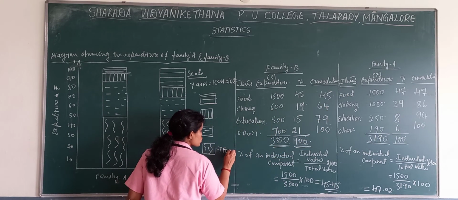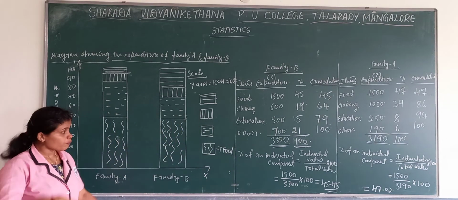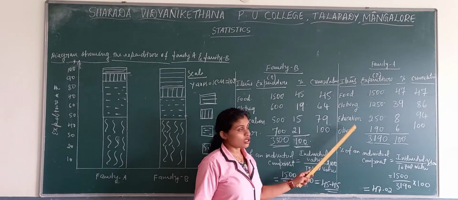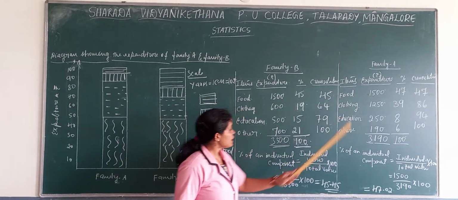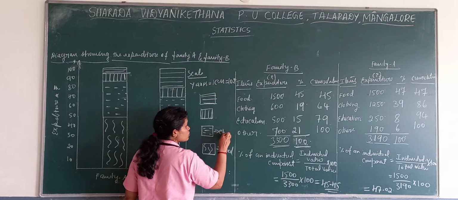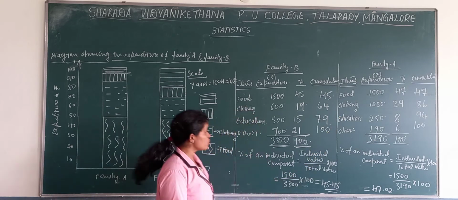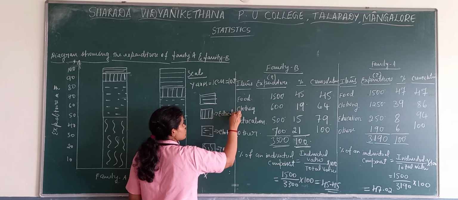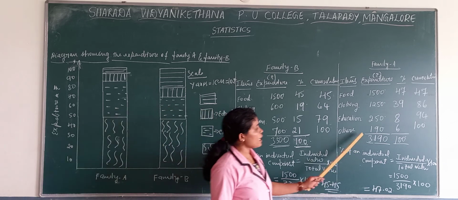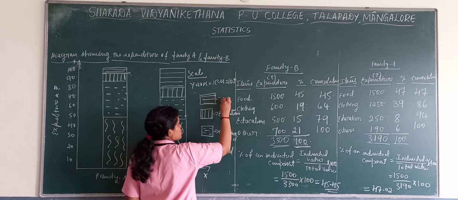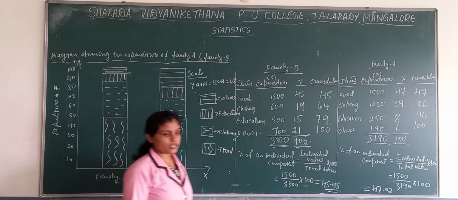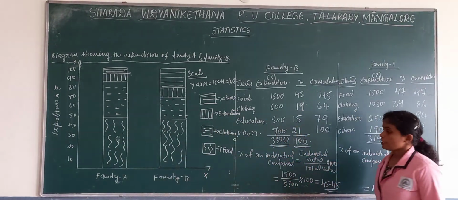Don't get confused. Most of you will make mistakes while writing this index. The first one we have taken from here. You will locate others first. So first we have taken this 147. Then comes clothing, then comes education, and last one others. So this is a percentage bar diagram. I hope it is clear.